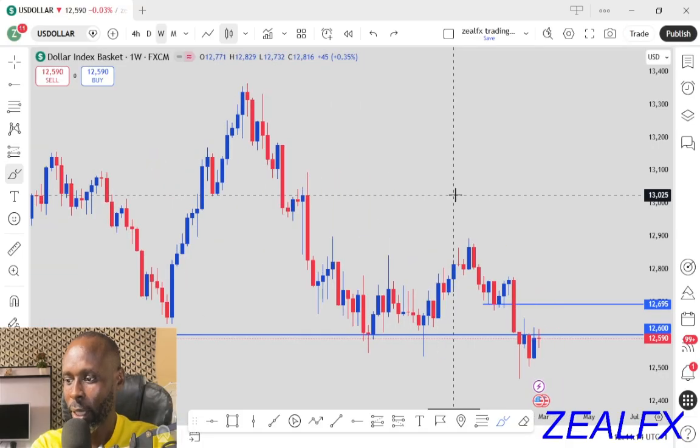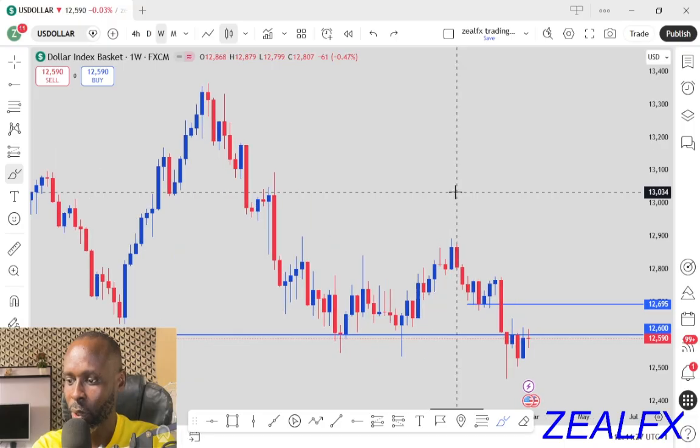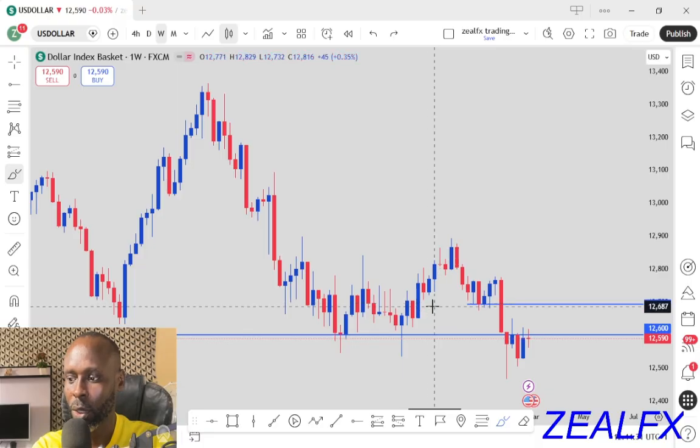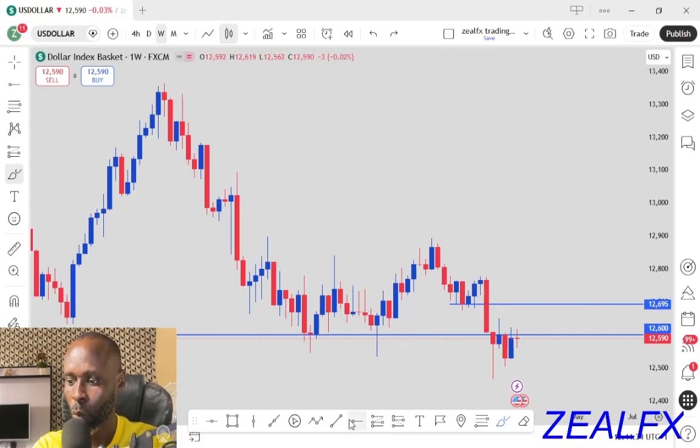So long as we have this downtrend structure on the dollar index, we expect price to continue. The major structure of the dollar index on the weeklies remains on a downtrend. We still expect more bearish trend, but we cannot start to sell from a support level. We need price to come back to a strong resistance level for us to start looking for our selling opportunity on the dollar index. So we expect price to come back to this resistance level.